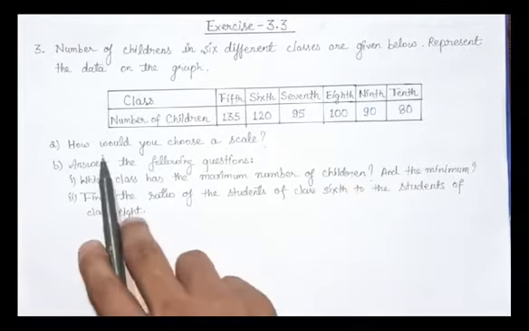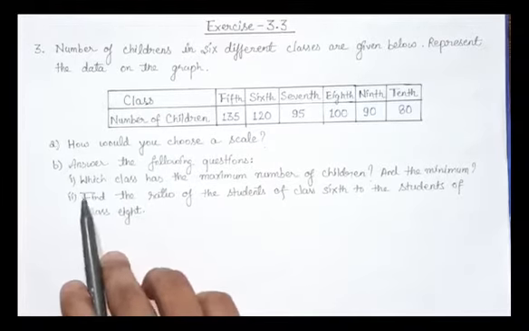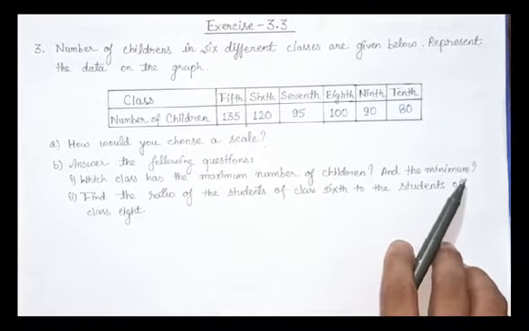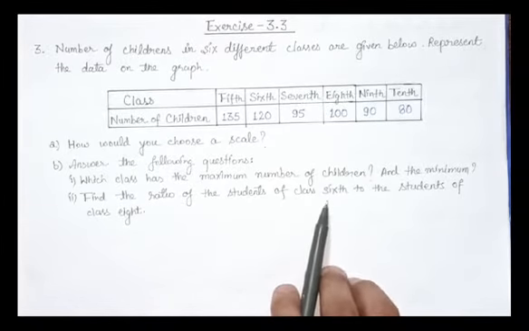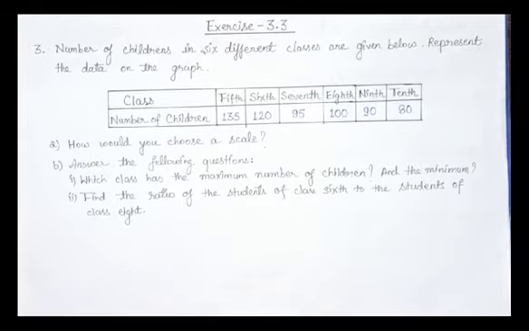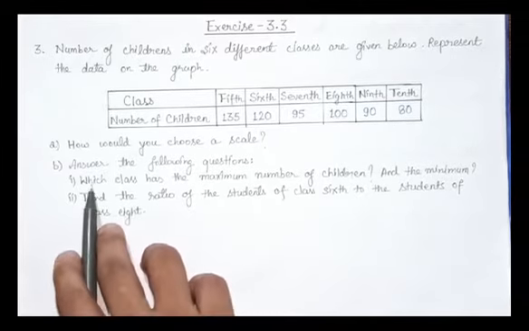Now it is asking how would you choose a scale, and second, answer the following questions: which class has the maximum number of children and which class has the minimum number of children. After that, we have to find the ratio of the students of class 6 to the students of class 8th. Now first, we will draw the corresponding bar graph, and with the help of the bar graph, we try to find answers to these questions. Now students, we follow the steps that we have learned for drawing a bar graph.